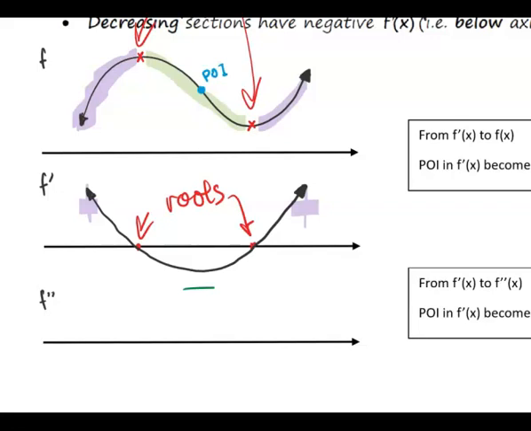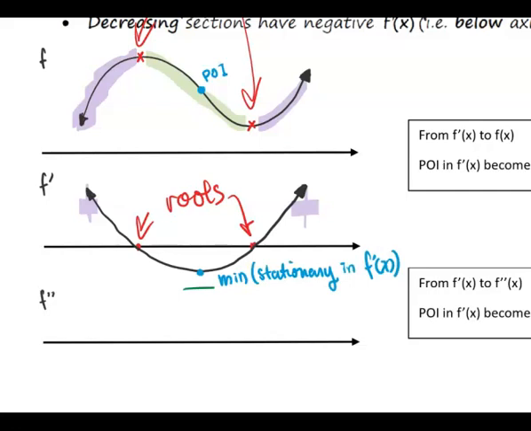Now, it's not something we can immediately spot from the original graph, at least not accurately, but we can see that in the first derivative graph here, because that point is a minimum. So this is a stationary point in my first derivative graph.